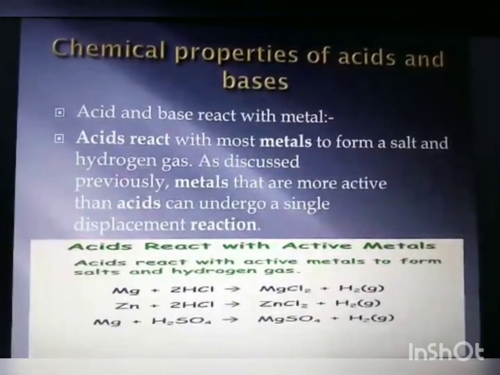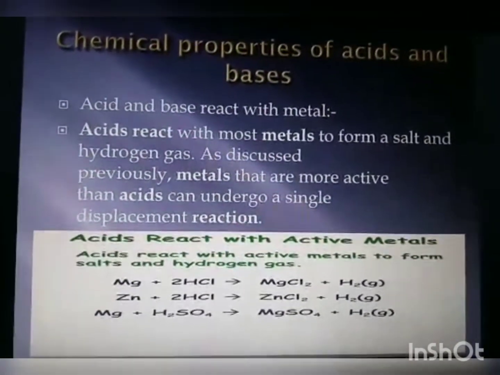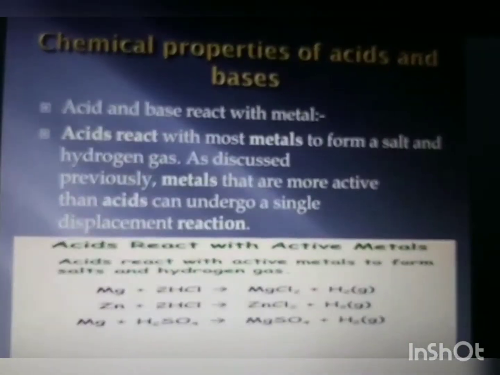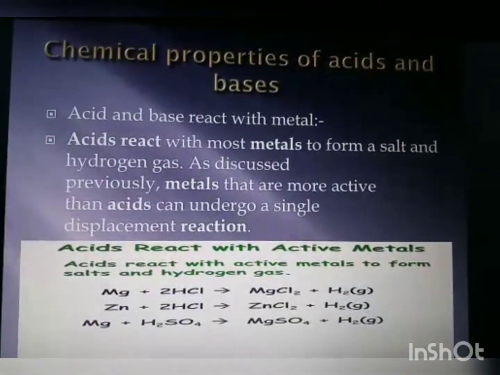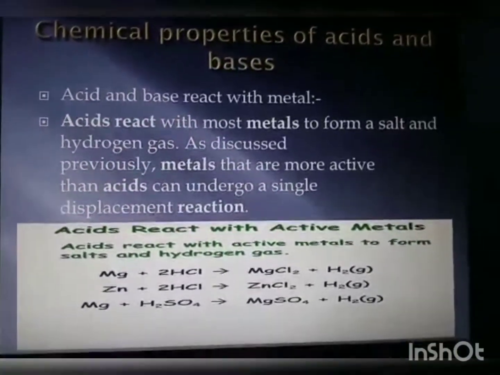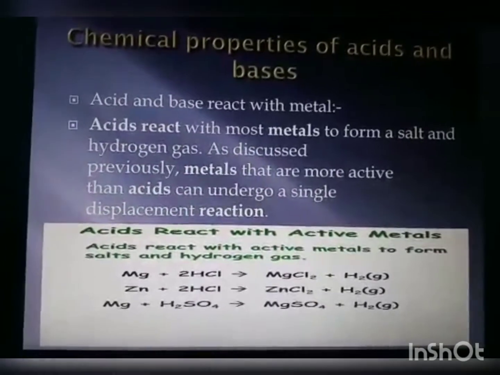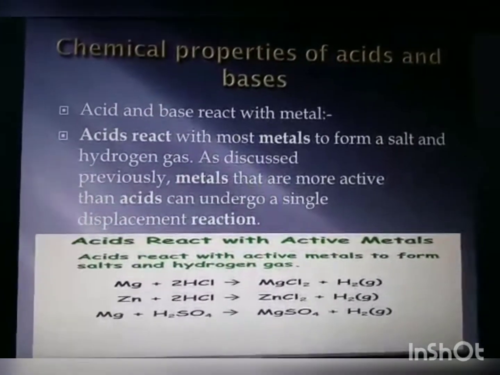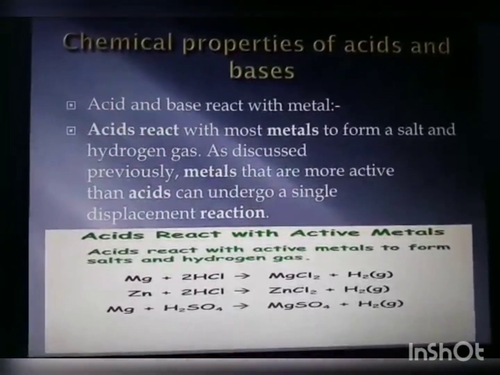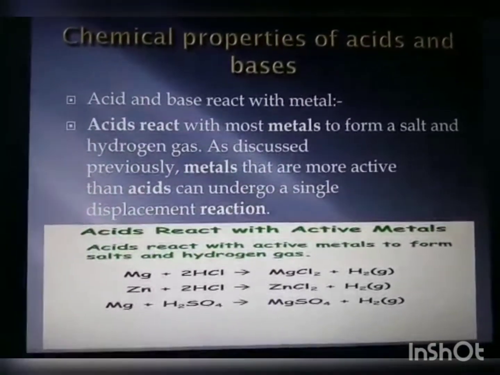Next is chemical properties of acids and bases. First, acids and bases react with metal. Acid reacts with most metals to form a salt and hydrogen gas. As discussed previously, metals that are more active than acids can undergo a single displacement reaction.